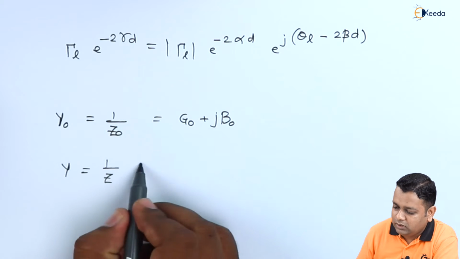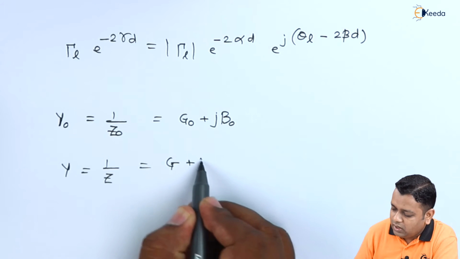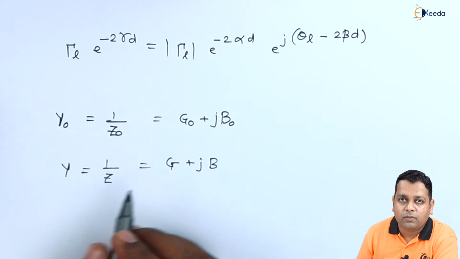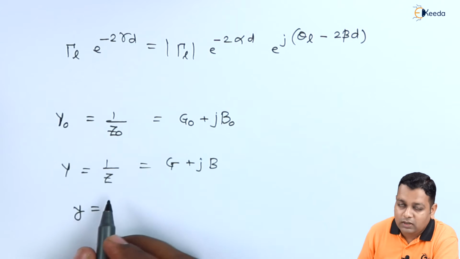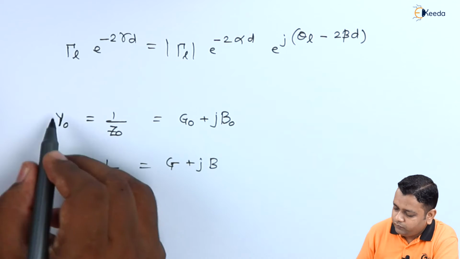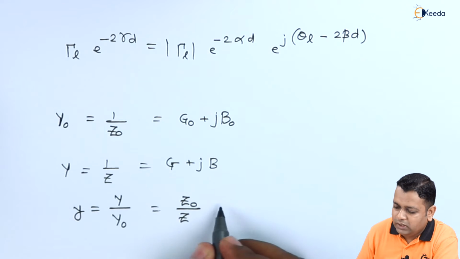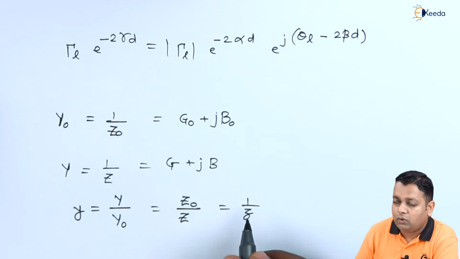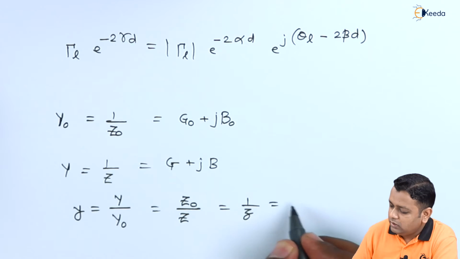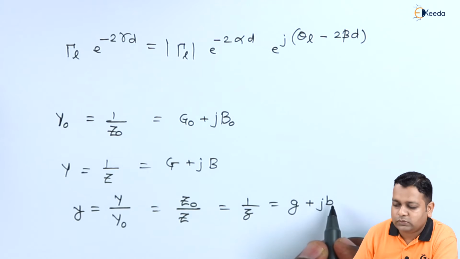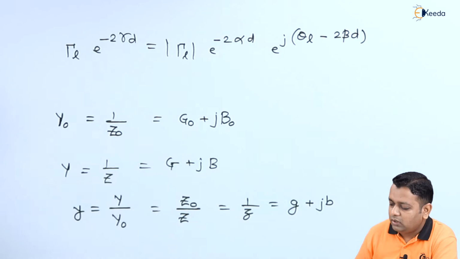This is not the characteristic condition. So in general we have it as the addition of G plus j times capital B here. The normalized admittance can be represented by small y, and it is equal to capital Y by capital Y0, equal to capital Z0 by capital Z, equal to 1 upon the normalized impedance small z, which in the small case is g added with j times small b. So this is in terms of admittance parameters for the Smith chart.